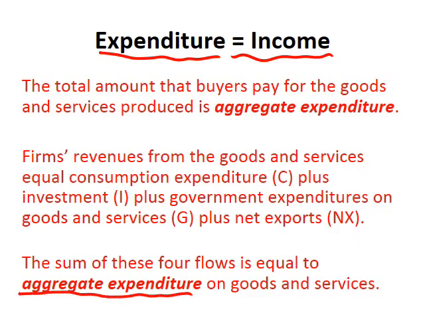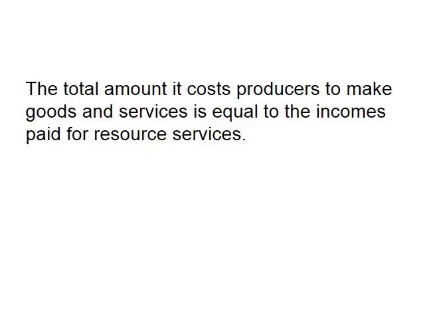The total amount it costs producers to make goods and services is equal to the incomes paid for resource services. We looked at this in the basic circular flow. All of the money that was paid for the factors of production to households was in that model equal to what households bought from firms for the goods and services. Well, now that we've expanded the circular flow, again, we can look at the total amount it costs to produce, so from the factors of production, and equal to the incomes paid, now coming from consumers, government, investment from firms, and net exports.